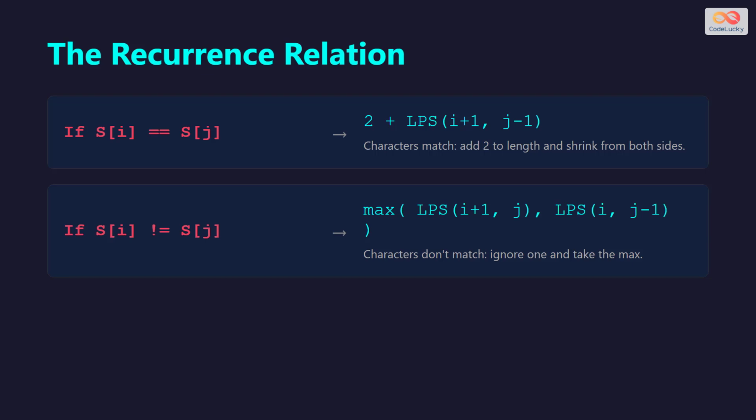Here is the core logic. Let's define a function LPS of i and j, representing the answer for the substring from index i to j. If the character at i matches the character at j, we add 2 to the length and solve for the inner part, i plus 1 to j minus 1. If they don't match, we branch out. We either ignore the first character or the last character and take the maximum result.